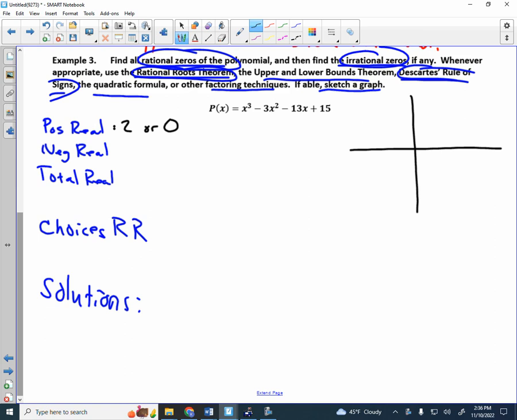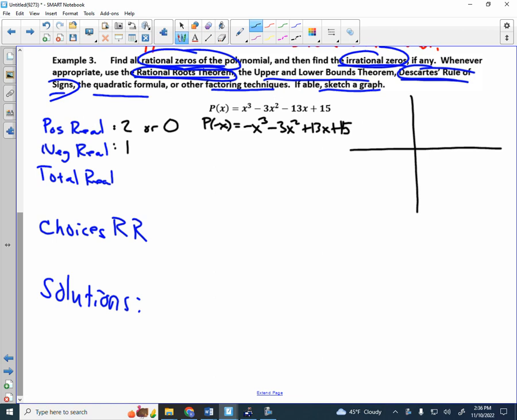Negative real, I have to identify p of negative x. So, is it stay x to the third or is it negative x to the third? Negative x to the third. Is it minus 3x squared or plus 3x squared? Minus 3x squared. Is it plus 13x or minus 13x? Plus 13x, and it's a plus 15. Okay, so that's p of negative x. How many sign changes? There's 1.